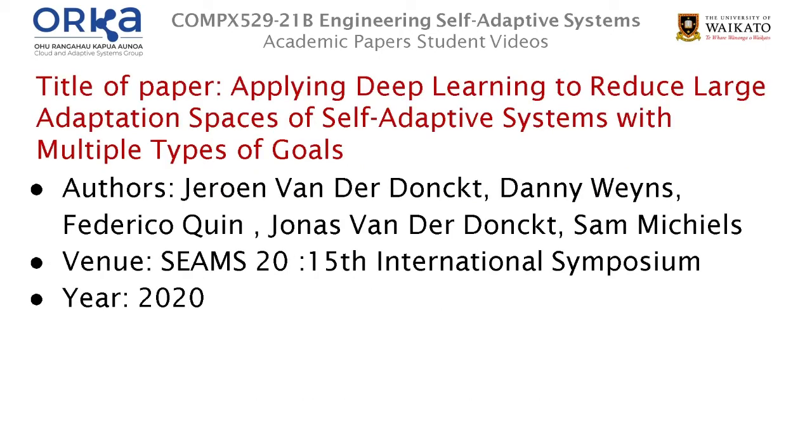The title of the paper is called Applying Deep Learning to Reduce Large Adaptation Space of Self-Adapted Systems with Multiple Types of Goals, and it's written in 2020s.